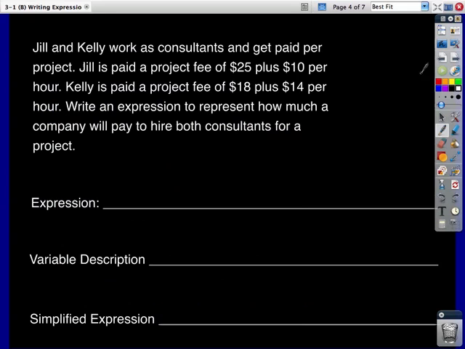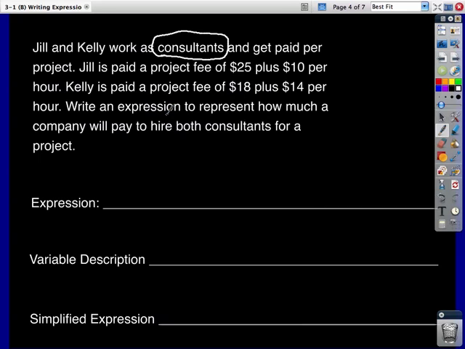Okay, here's some examples. I'm going to follow along with my own strategy. I'm going to relax and just read it. Jill and Kelly work as consultants. I'm going to pretend that I'm not really familiar with this word. And get paid per project. Jill is paid a project fee of $25 plus $10 per hour. Kelly is paid a project fee of $18 plus $14 per hour.